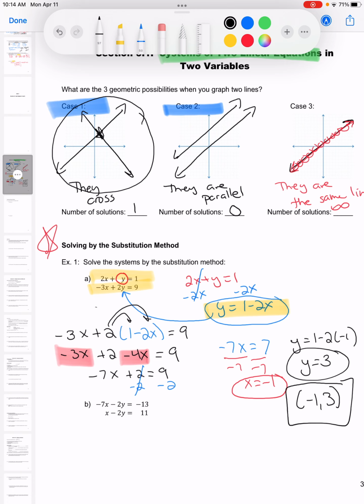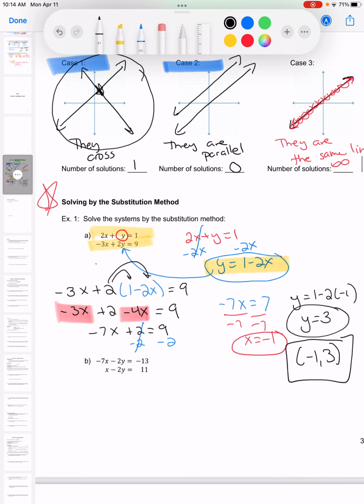All right, I've got one down here below that I want you guys to try. It's probably going to be easiest to solve for this x, just to let you know. So we'll be solving for the x and plugging it in. So it's not always a y that you have to solve for. I always just go for the easiest one. So go ahead and hit pause and give this one a shot.